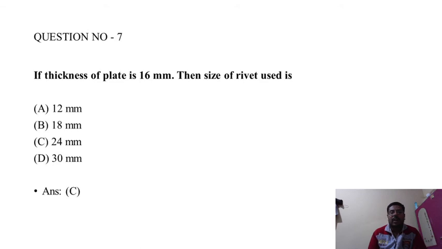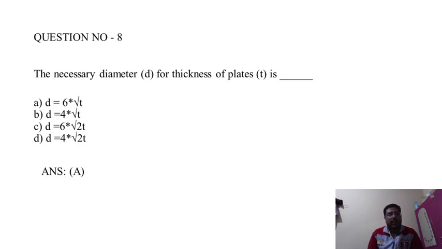So the correct answer is option C, 24 mm. If the thickness of the plate is 16 mm, the size of the rivet is D is equal to 6 into root of T. Therefore, the value of the rivet size is 24 mm. So we go for the next question.